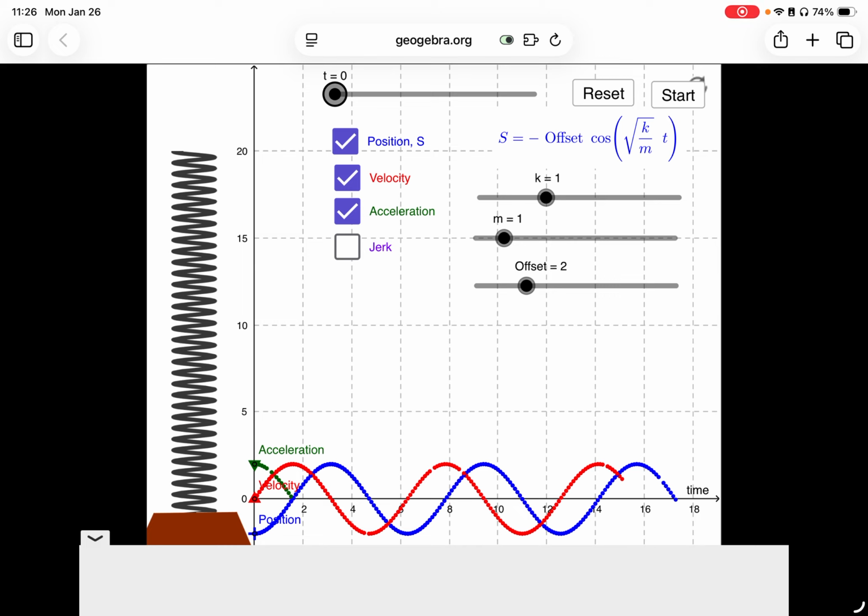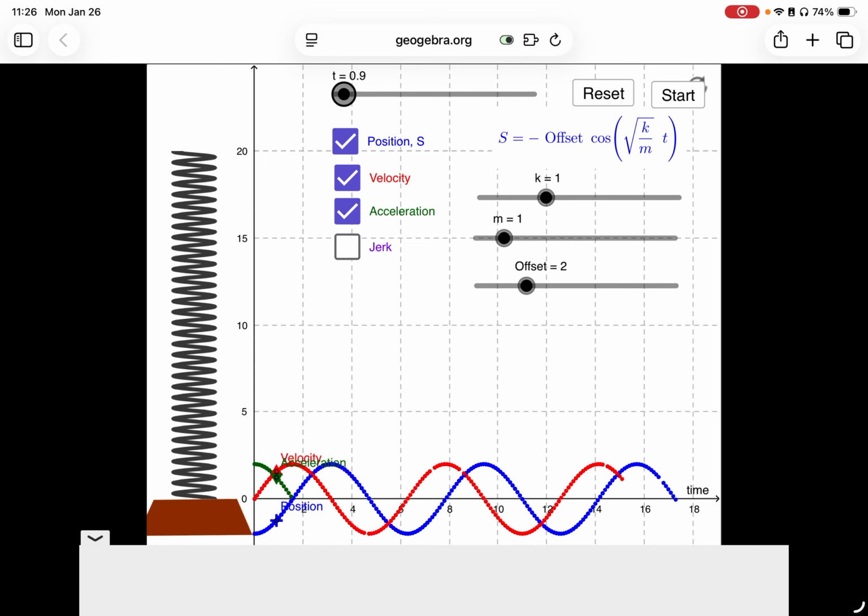So what that means is the mass at this point, at the start of our motion, is being accelerated upwards. So the acceleration is at its largest value, and that's because the spring is at its largest extension, so it's exerting the largest force, and force is equal to mass times acceleration. So our acceleration is large and positive here.